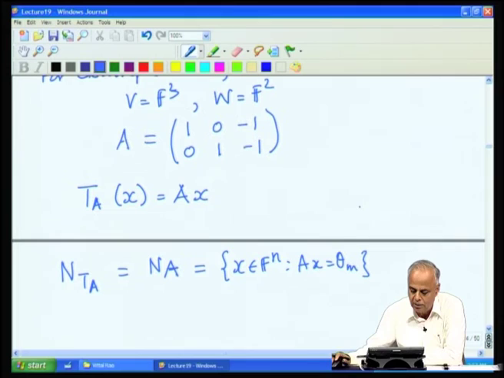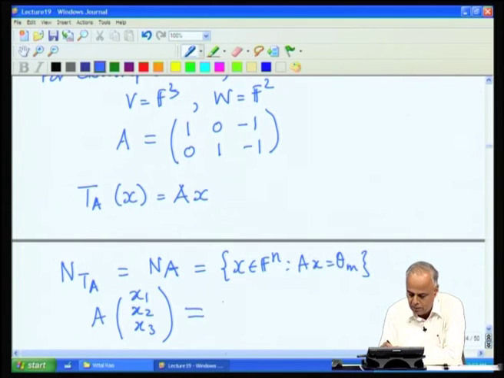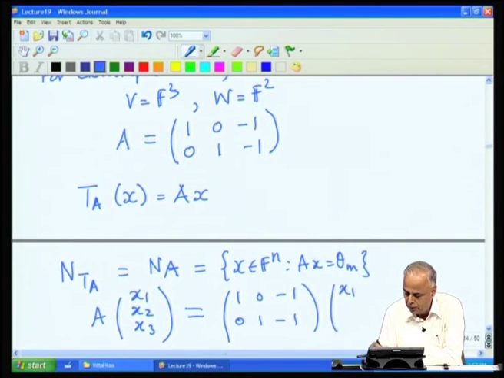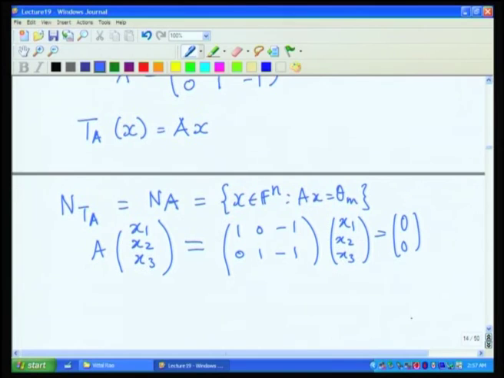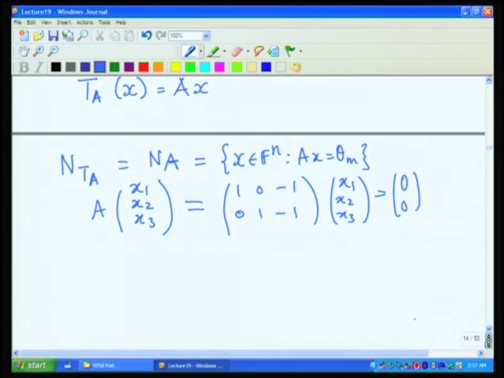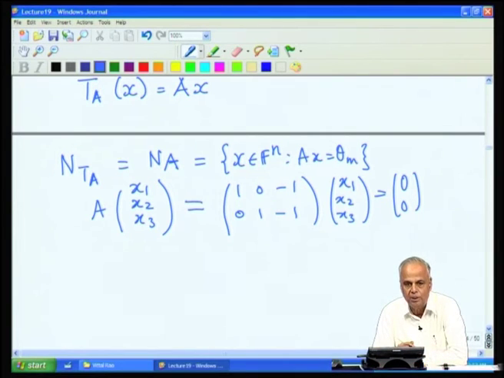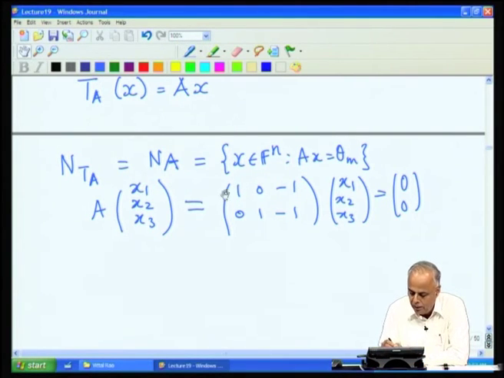Now, what is Ax? A is this matrix. I do not know what x is. x must be in F^3, so it must have 3 components, which means 1 0 minus 1, 0 1 minus 1 times x1 x2 x3 is equal to theta_2. Now, the matrix A is already in row reduced echelon form, and therefore, we can write down the solution by inspection by eliminating the pivotal variables. There are 2 pivotal variables x1 and x2, and the non-pivotal variable is x3, and we can eliminate x1 and x2 in terms of x3.